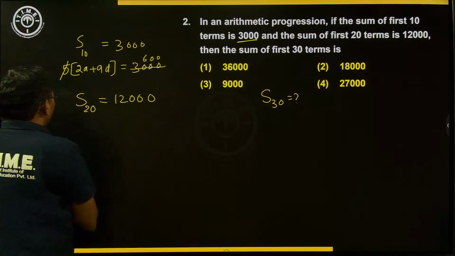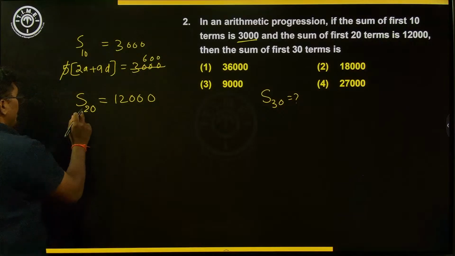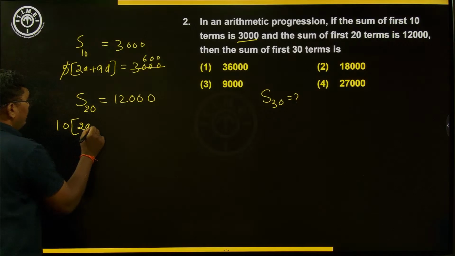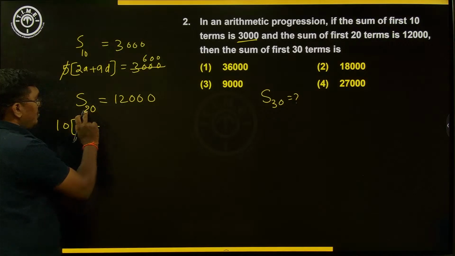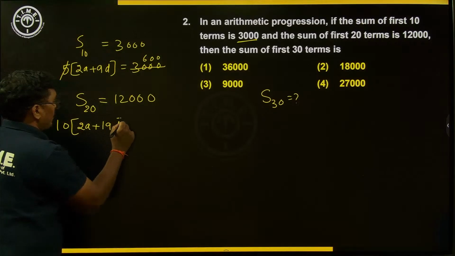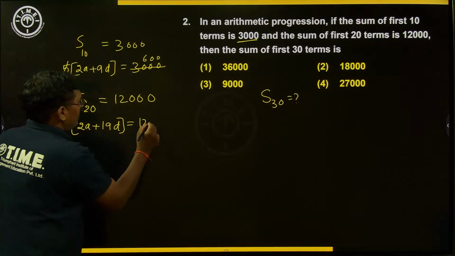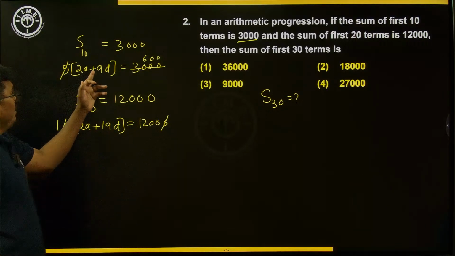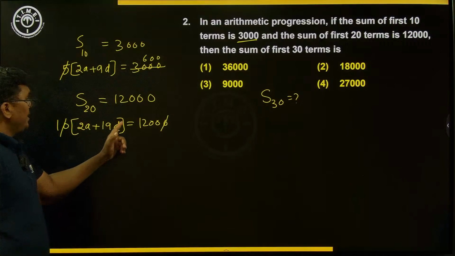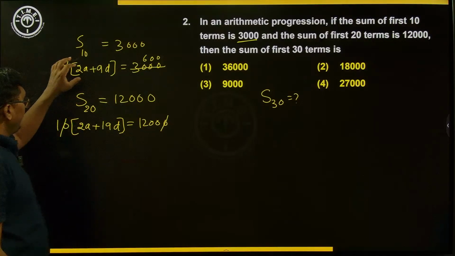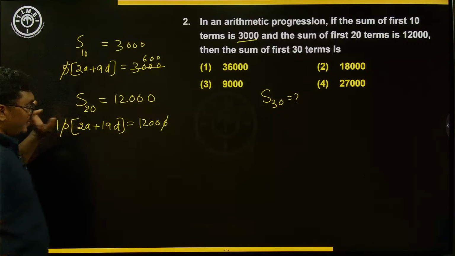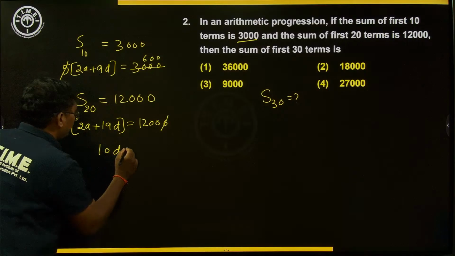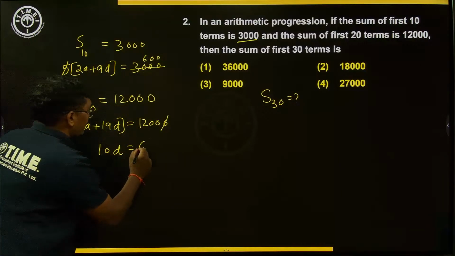So what is the S20 formula? Here n is 20, n by 2, that is 20 by 2, 10, into 2A plus n minus 1, that is 20 minus 1, 19D, is equal to 12,000. Right. So the 0s get cancelled. So here 2A plus 9D is 600 and 2A plus 19D is 1200. If you subtract this equation from this equation, 19D minus 9D is 10D and 1200 minus 600 is 600.